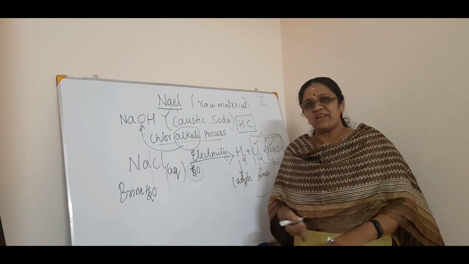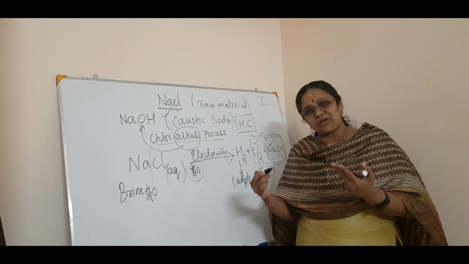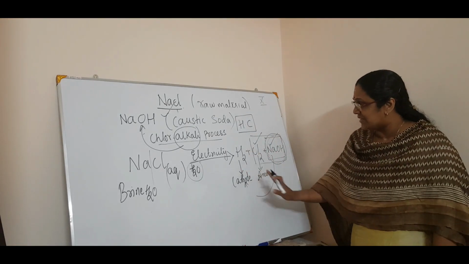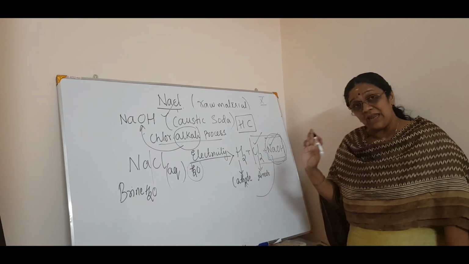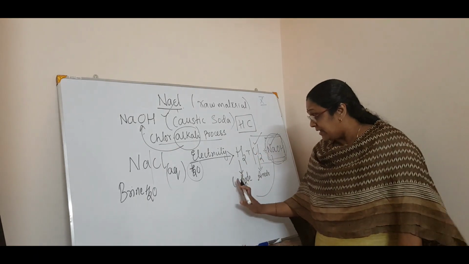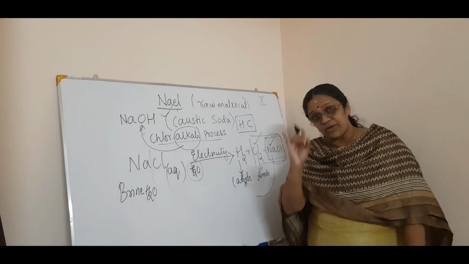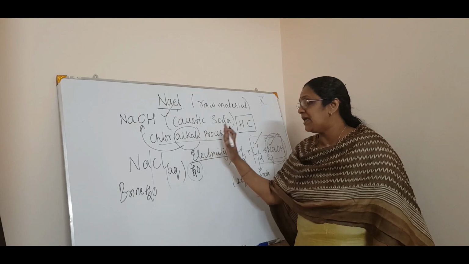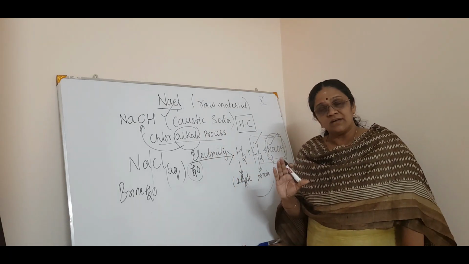The electrolysis product depends on so many reasons, like standard electrode potential, etc. So don't go for it. Just remember, hydrogen at the cathode, chlorine at the anode, and NaOH near the cathodic solution or the cathodic electrode. Okay, so this is called the chlor-alkali process. So you got it? Clear?